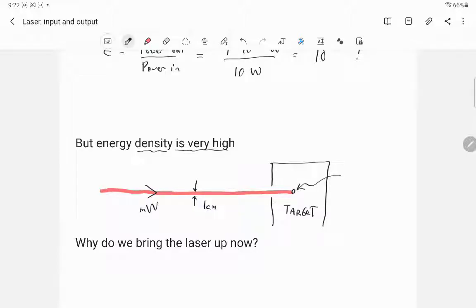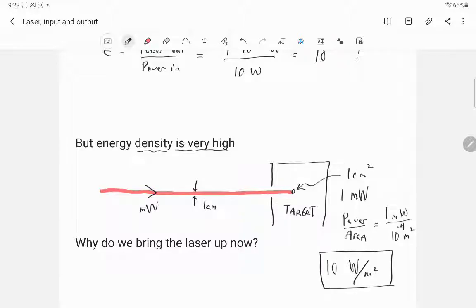Right? And so what's showing up on this little 1 centimeter squared is 1 milliwatt of power. And this speaks to, you could say, a power per area, which is an intensity, right, 1 milliwatt per 1 centimeter squared. A centimeter squared is, in SI units, 10 to the minus 4 meters squared. And so if you do some math, you get a 10 watts per meter squared kind of intensity. So your beam may not be very large, but where the beam is going, there's a lot of power showing up there. So a lot of power in a small space. That's that energy density statement, or power density.